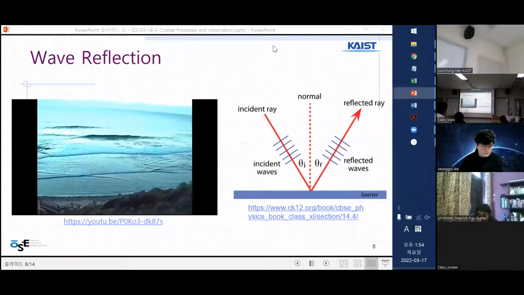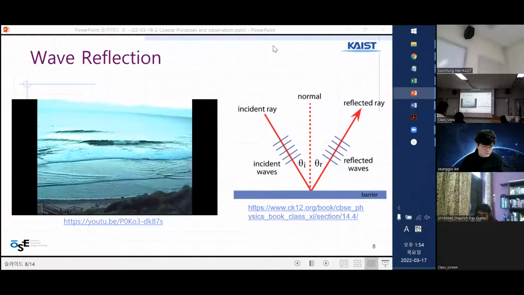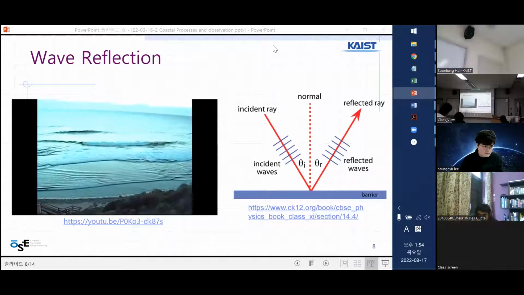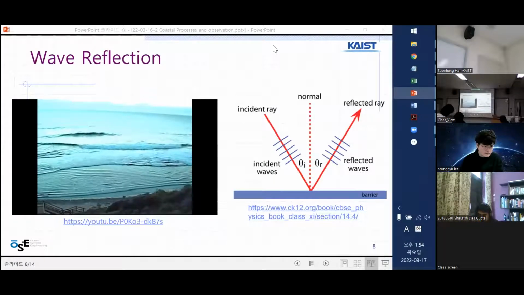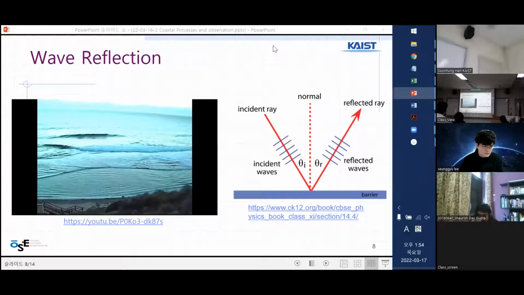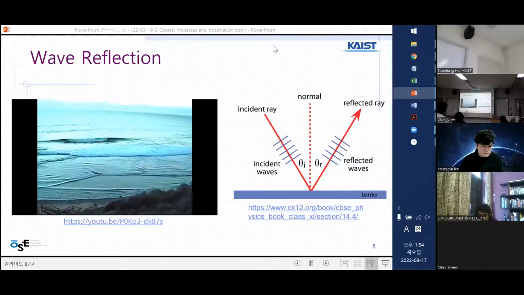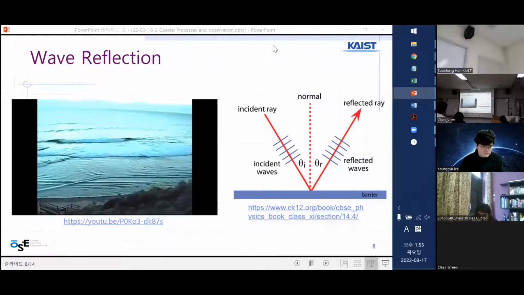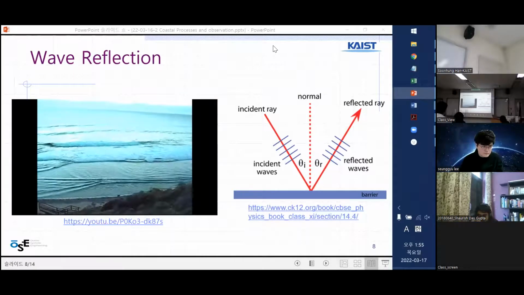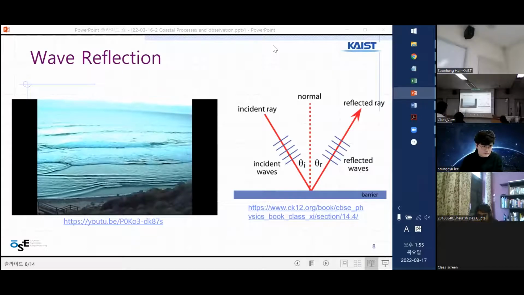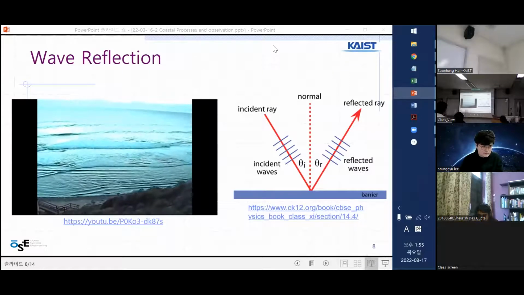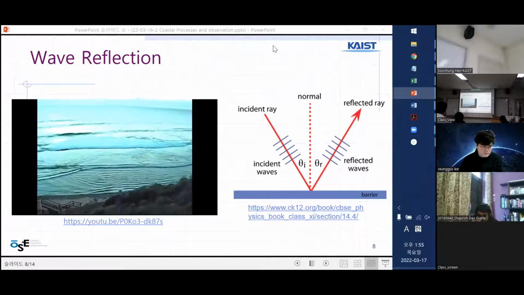Now, while they bounce back out, you can see the incoming wave interacting with the outgoing wave. What do we call it when one wave interacts with another? Let me think. Wait a second. I think that's called interference.